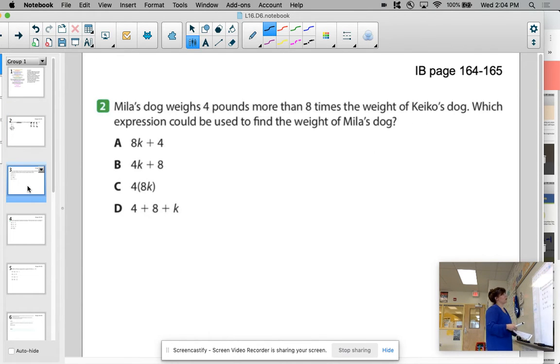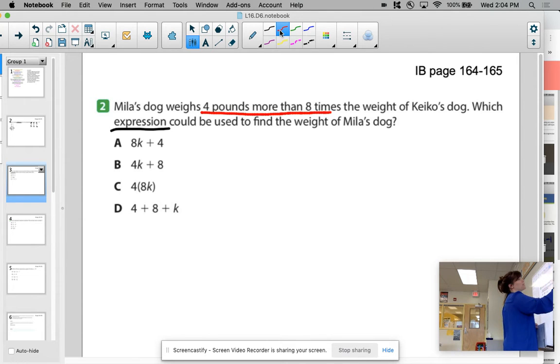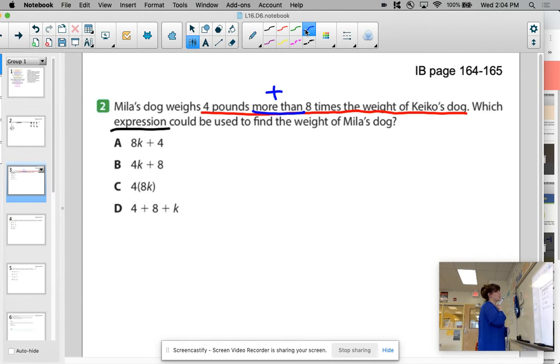Number 2, we are looking for the expression that matches this phrase, 4 pounds more than 8 times the weight of Kiko's dog. Because I'm seeing this phrase more than, I know that I'm going to be using some addition. I see that my choices have addition, so I'm going to get rid of that one because it's just dealing with multiplication. And so now I need to figure out, is the 4 pounds the coefficient, the constant? So it's a constant here, it's a coefficient here.